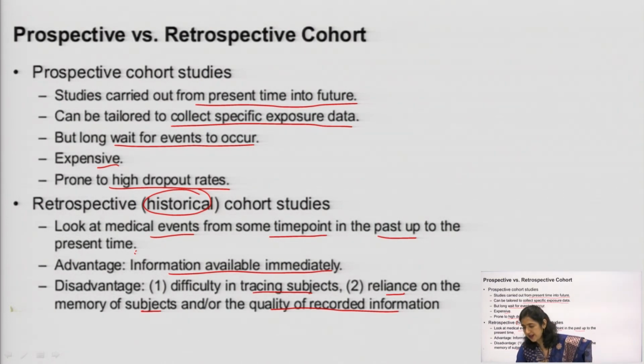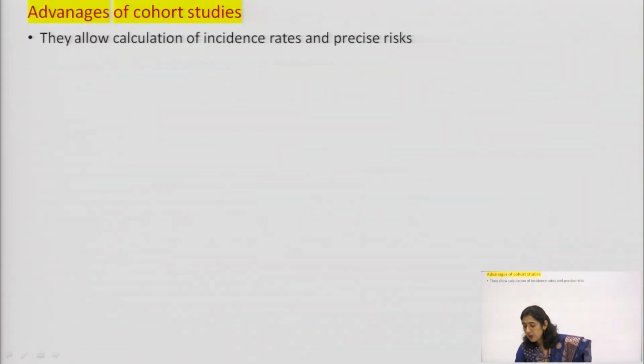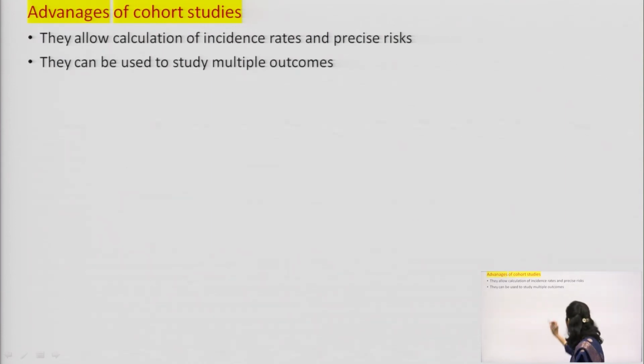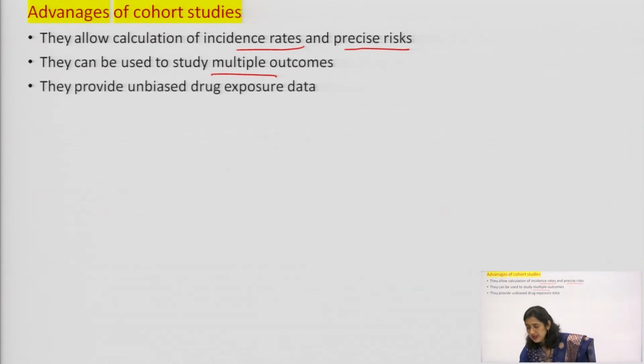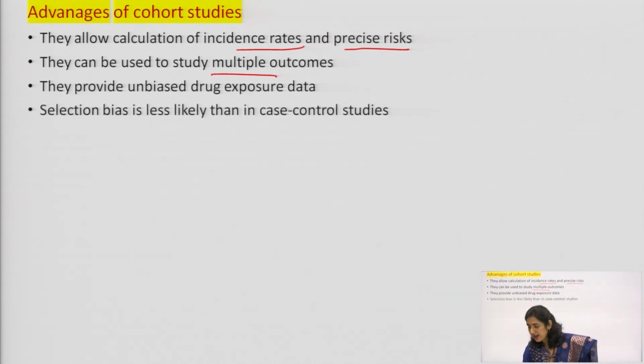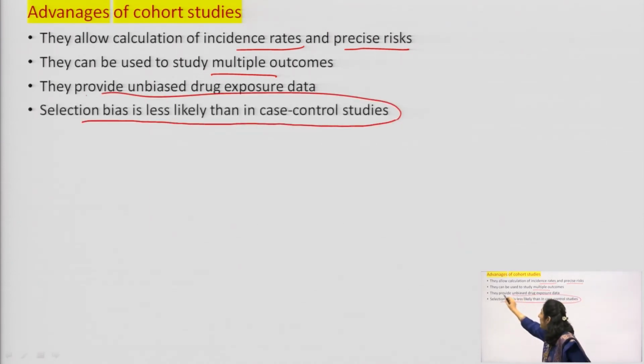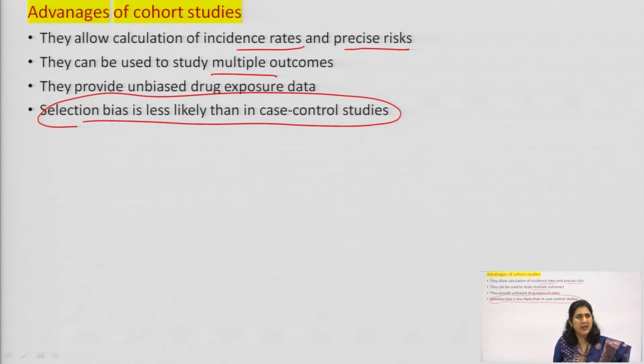That is a disadvantage. So the advantages of cohort study: number one, we can calculate incident rates, how many people were given the drug and in how many the adverse event occurred. We can find out a precise risk, and it can be used to study multiple outcomes. They provide unbiased drug exposure data. Selection bias is less likely than in a case control study. In a case control study, we had to select the controls; here there is no selection bias.